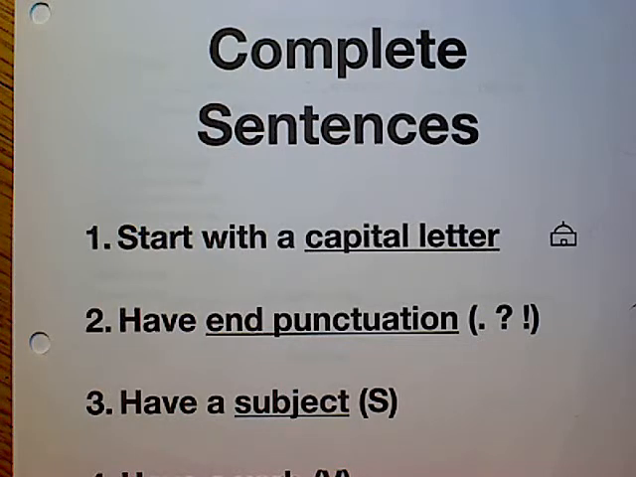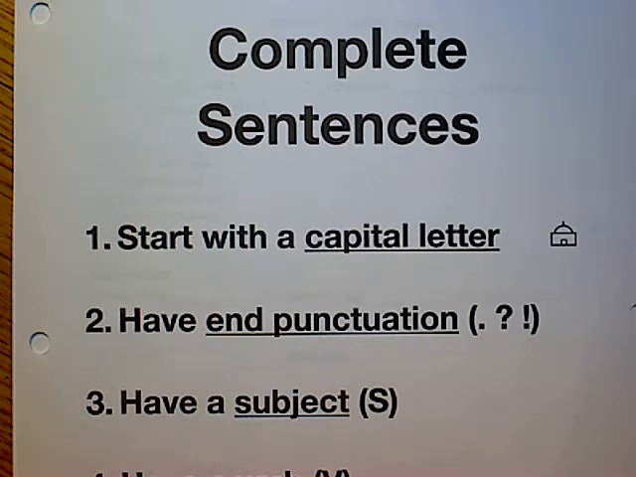The capital letter signals to the reader that a new thought is beginning. It is like a green light. It tells the reader to go. The period, question mark, or exclamation mark signals that a thought has ended. It's like a red light. It tells the reader to stop or pause and take a moment to think about that thought before going on to the next sentence.